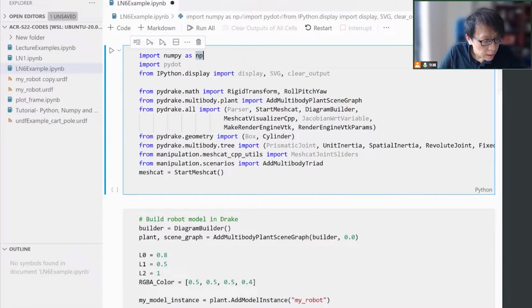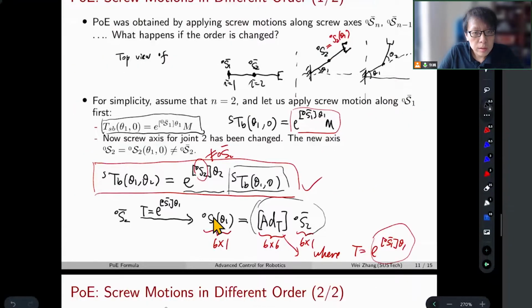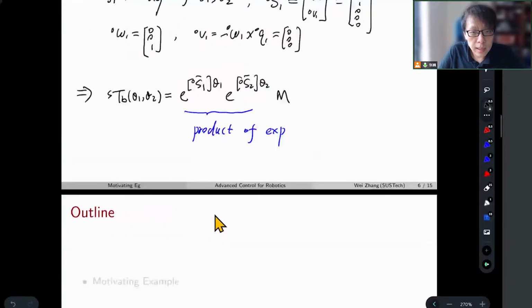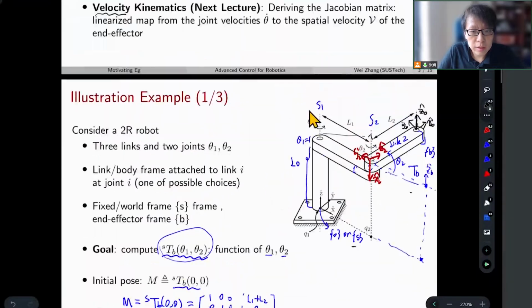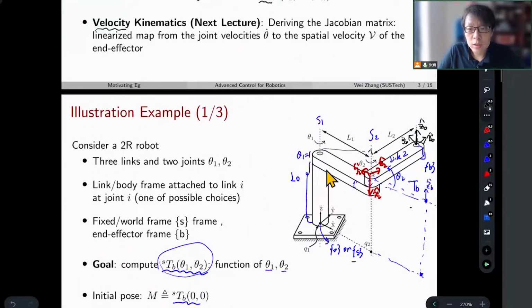So let's look at this particular example. Let's construct a robot. This is exactly the same example. All right, let's just use this example to see how we can use the product of exponentials to verify the formula, and at the same time to see how we can use Drake to build a robot from scratch. This is simple enough that we can build this robot from scratch.